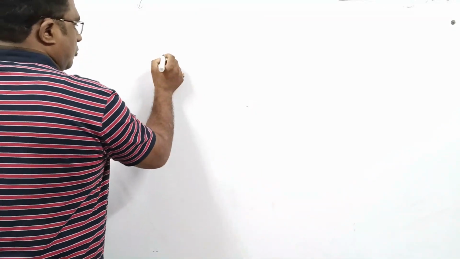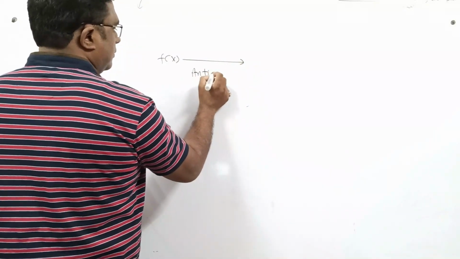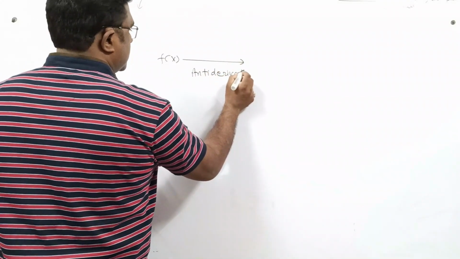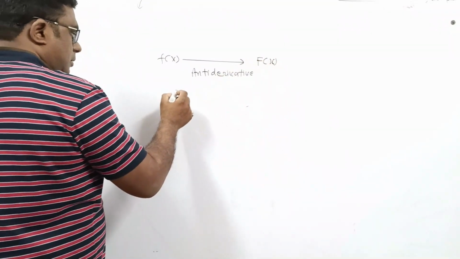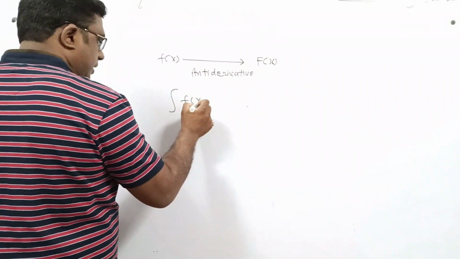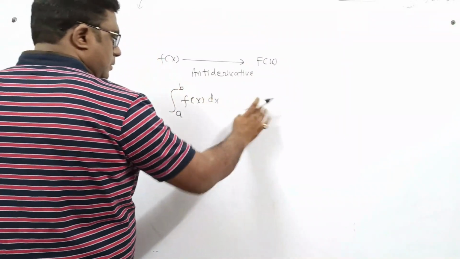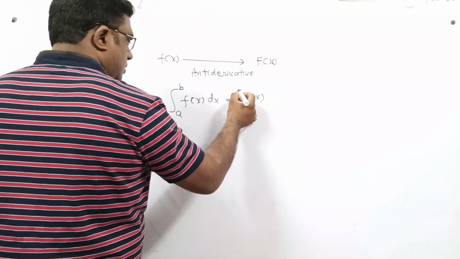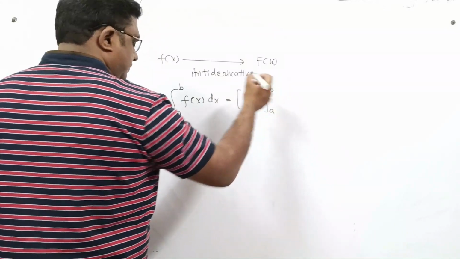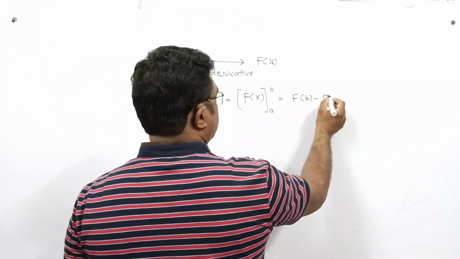Okay, let us see. Suppose small f(x) is a function and its antiderivative is capital F(x). Then the integral of f(x) dx from small a to small b will be obtained by this: equal to capital F(x) in square brackets with limits a to b. If we open it, it will give us F(b) minus F(a).